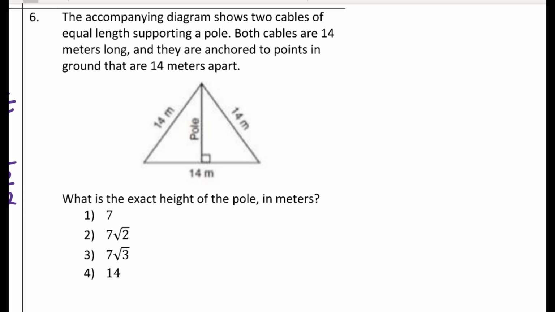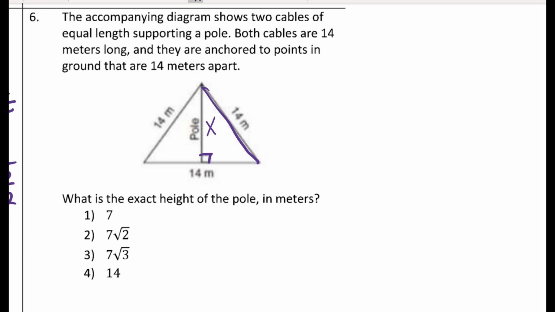Number 6, the accompanying diagram shows 2 cables of equal length supporting a pole. Both cables are 14 meters long, and they are anchored to points in ground that are 14 meters apart. What is the exact height of the pole? All right, so this to me looks like a Pythagorean theorem problem. I've got a right triangle right here.